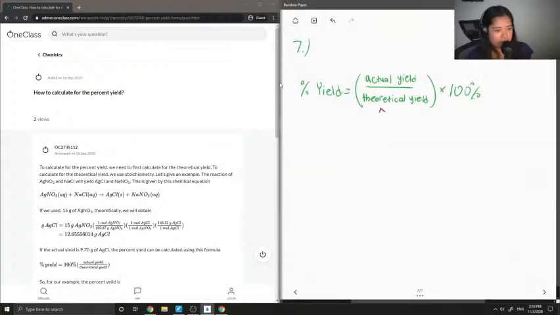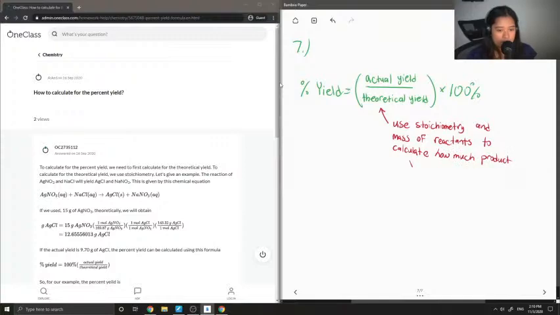So theoretical yield is the value that you obtain when you use stoichiometry, and your mass of reactants, to calculate how much product you expect to have.